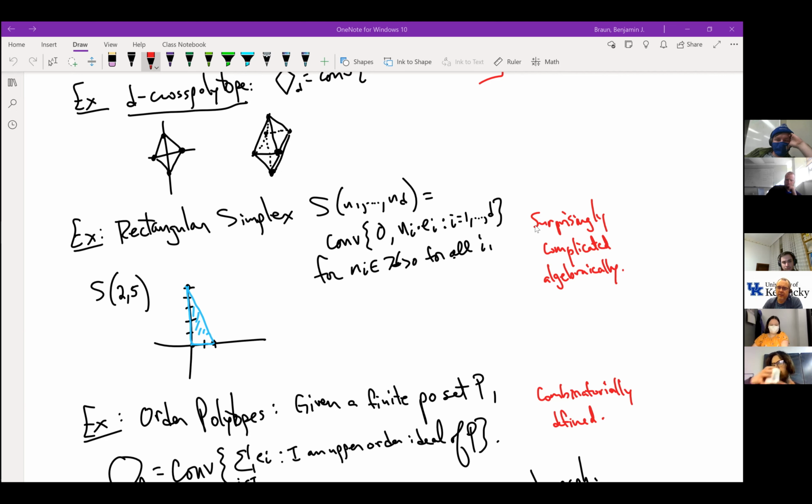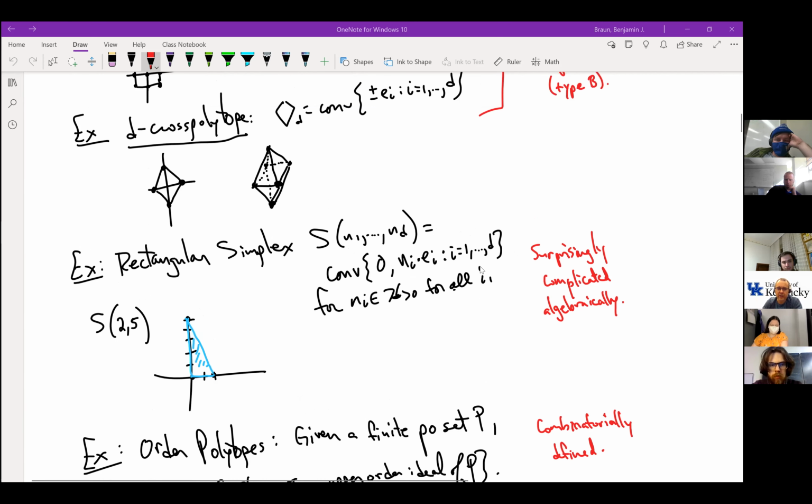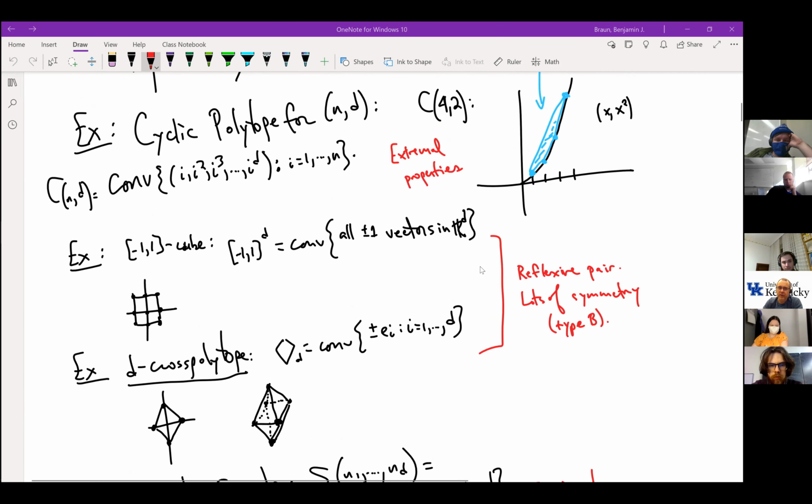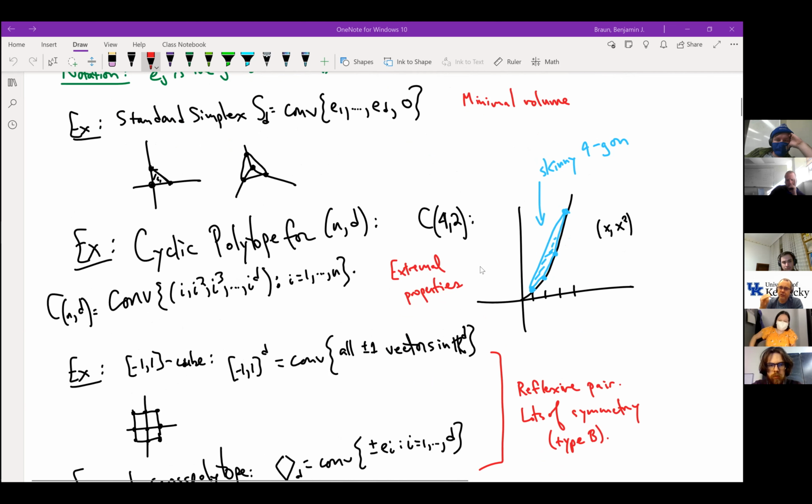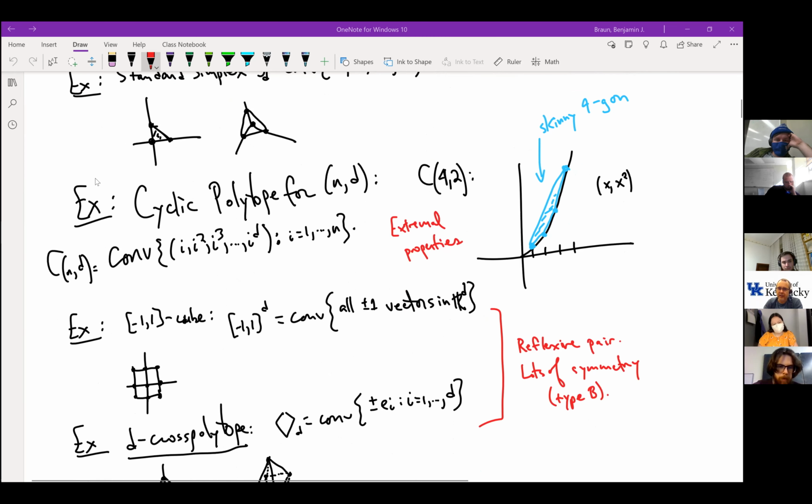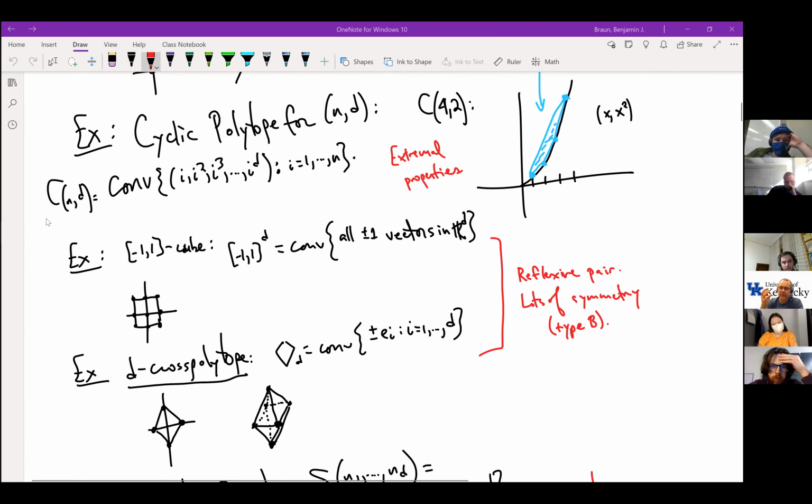And these actually are surprisingly complicated algebraically and have interesting arithmetic properties. So one thing I want to point out about the examples so far is that these examples have a number of different sources. The standard simplex really is about the geometry of the lattice. It's like the smallest thing you can get. And the cyclic polytopes really come from asking, can we put points in really general position? And we do that through this moment curve, which is an algebraic construction.